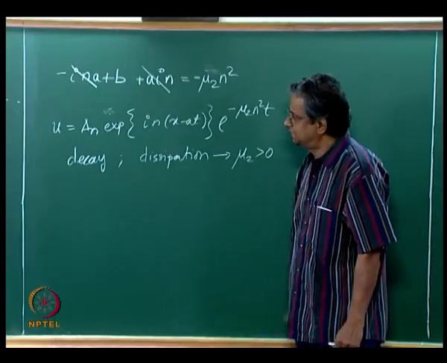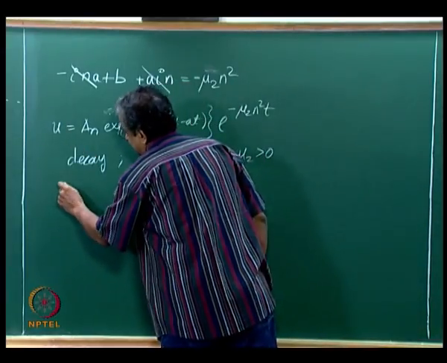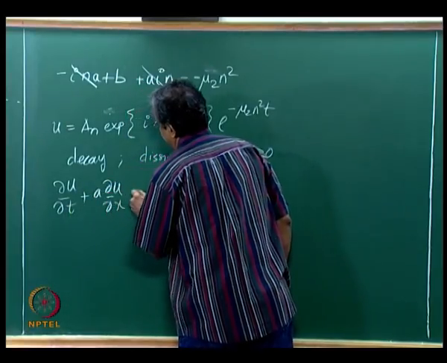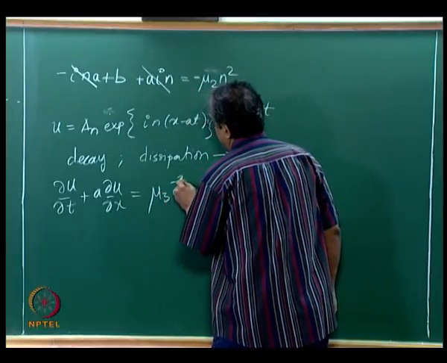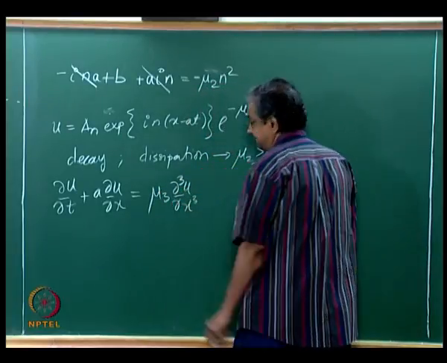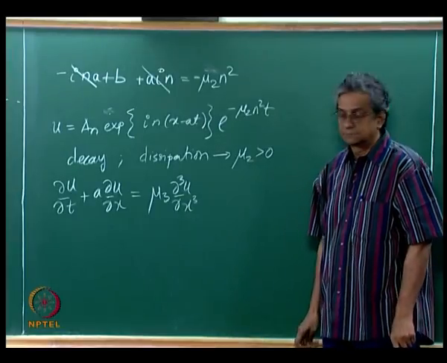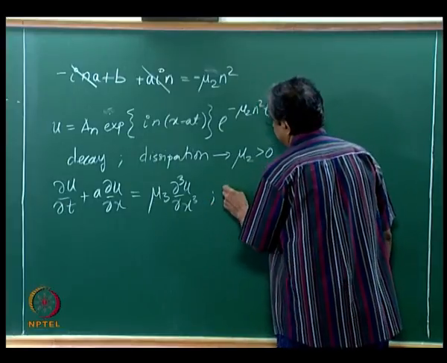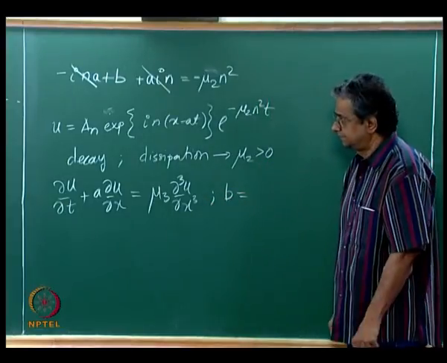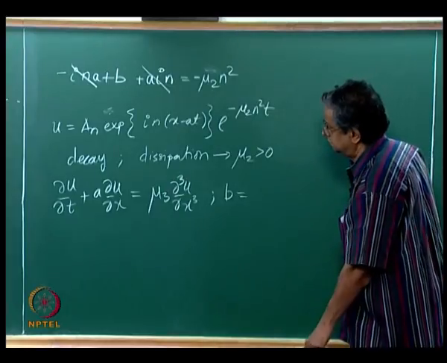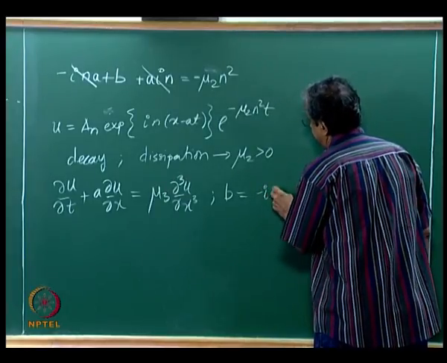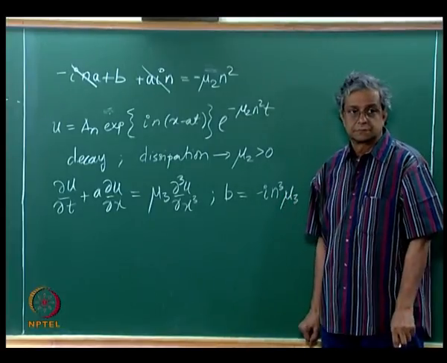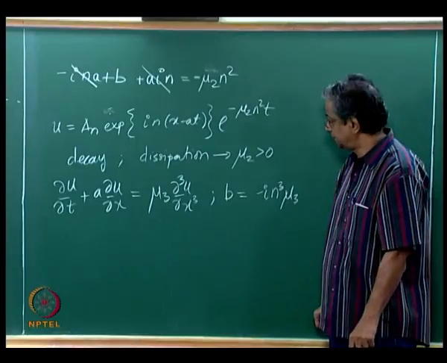So what happens if we have a third derivative now? Let us consider the situation where you have dou u dou t plus a dou u dou x equals, and we add a mu3 dou cubed u dou x cubed, okay, and in this case b happens to be, from the third derivative, b is minus I n cubed mu 3. Is that fine, everyone?